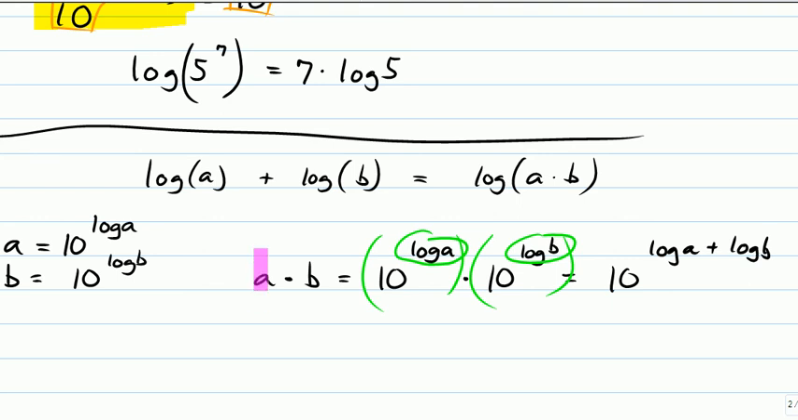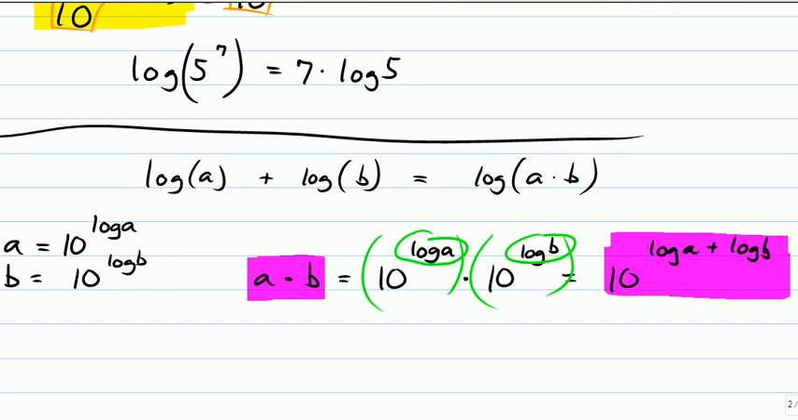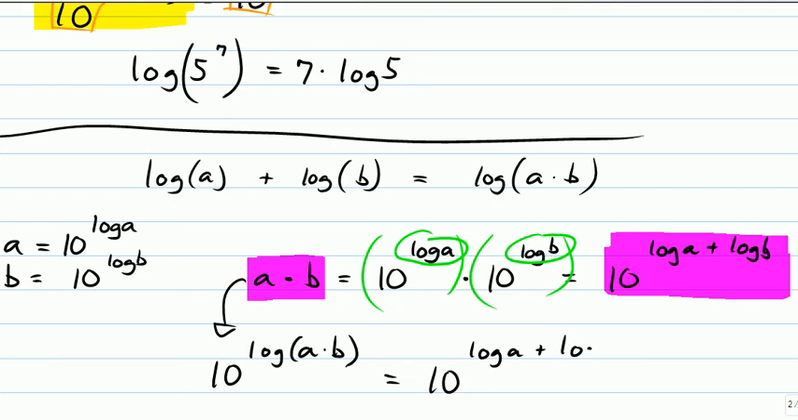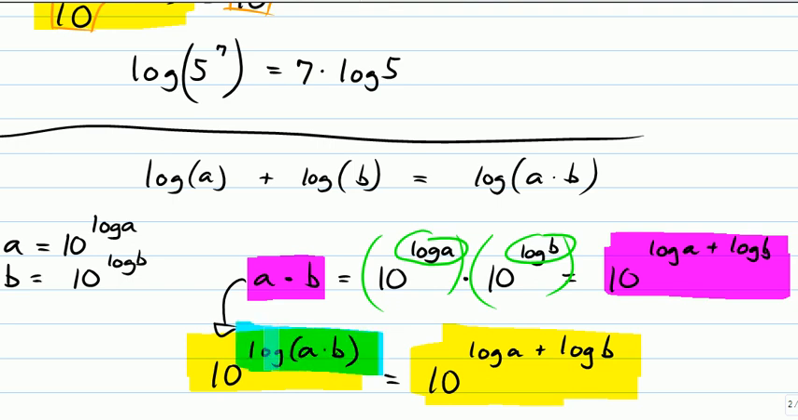So really what I'm looking at right now is I have a times b equals this here. Now I say, well, what's another way to write a times b? Well, a times b is 10 to the what? 10 to the log of a times b. So 10 to the log a plus log b, we just copied that right side down. And we're sitting with the left side equals right side. Their bases are the same, so our exponents: log of a times b equals log of a plus log of b.